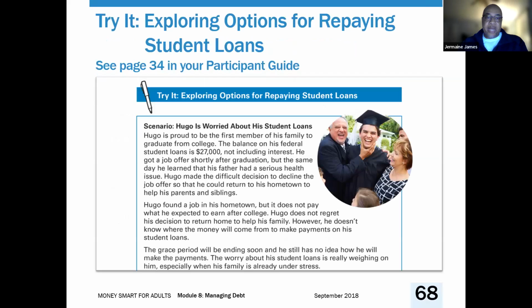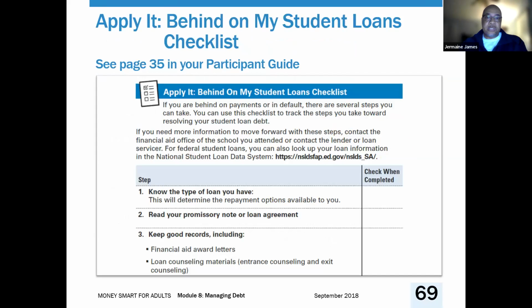Page 34 in our participant guide will be exploring options for repaying your student loans, right? There's a scenario that's given here, you can go ahead and review that and answer the questions. And then, of course, on page 35 in our participant guide is the checklist for if you're behind on your student loans. If you're behind on payments or in default, there are several steps you can take. You can use a checklist to track the steps towards resolving your student loan debt. If you need more information to move these steps forward, you can always contact the financial aid office of the school you attended, or contact the lender or the loan servicer. For federal student loans, you can look up the loan information in the National Student Loan Data System, and the URL is provided.